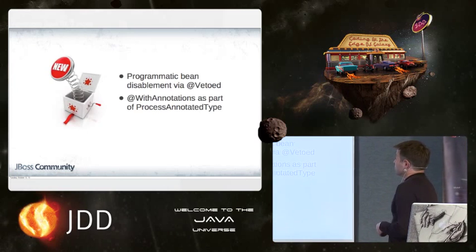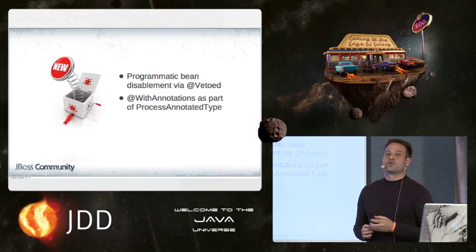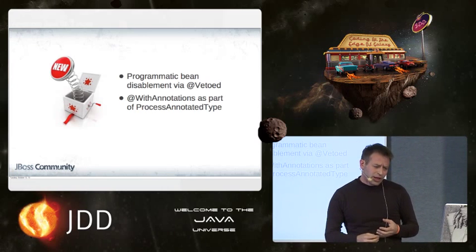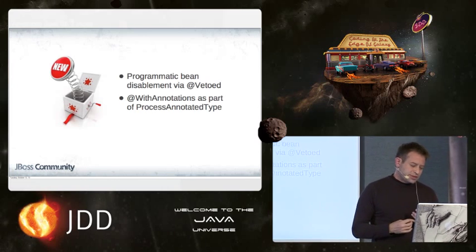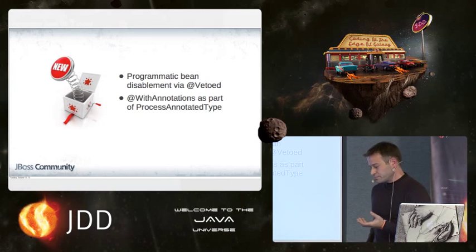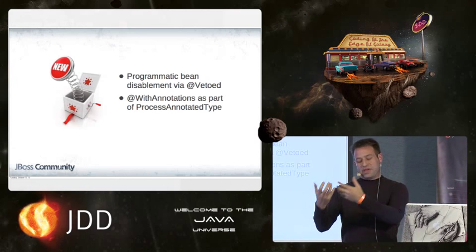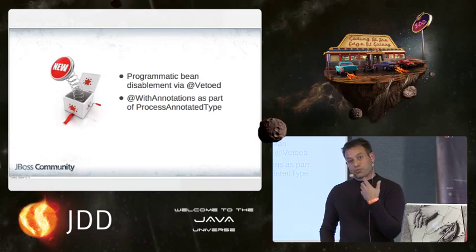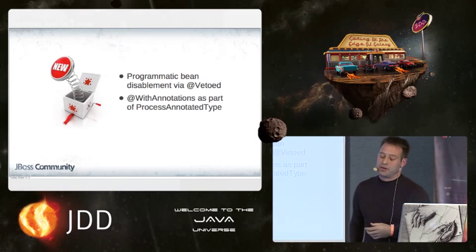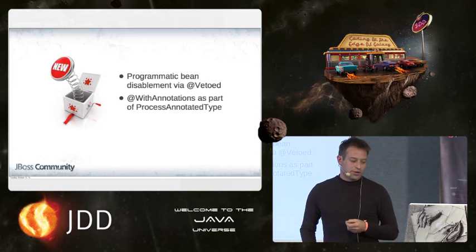There are also a couple of other things. Now you can programmatically veto a bean. Who is using CDI? A few. So the idea here is that until 1.1, if you had a bean archive and there were beans in there, there was no way to programmatically disable a bean and say, for this deployment, I don't want it to be a managed bean. And now you can do that by placing Veto onto this bean.